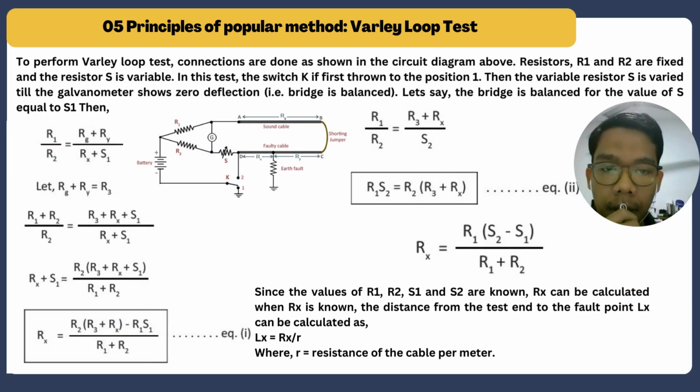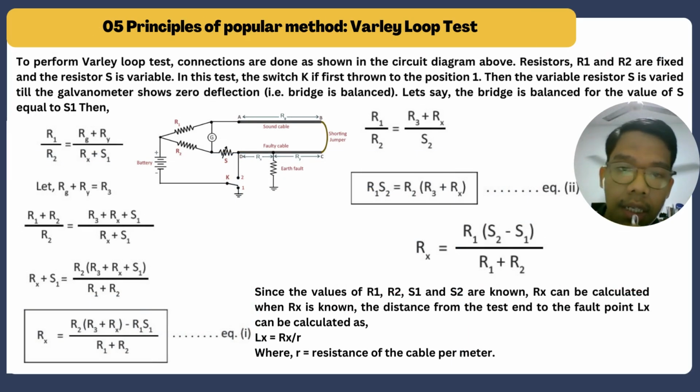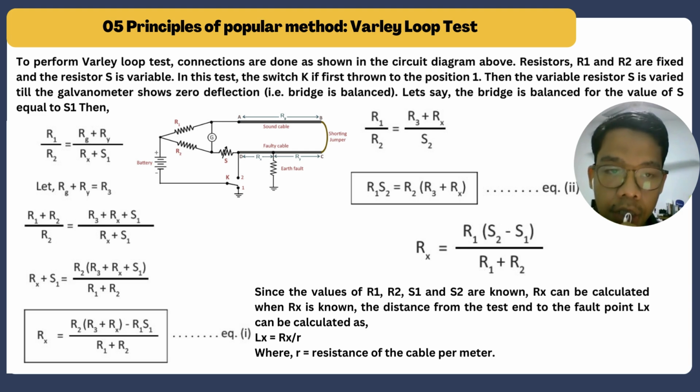Let's discuss the principle of the Varley loop test. To perform the Varley loop test, connections are made as shown in the circuit. R1 and R2 are fixed, and resistor S is variable. If the switch K is first thrown to position 1, the variable S is varied until the galvanometer shows 0. Zero deflection means the bridge is balanced.